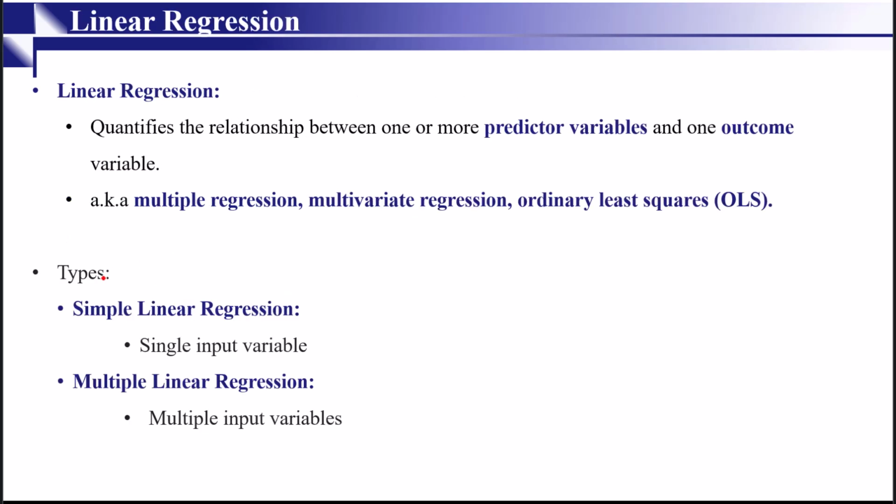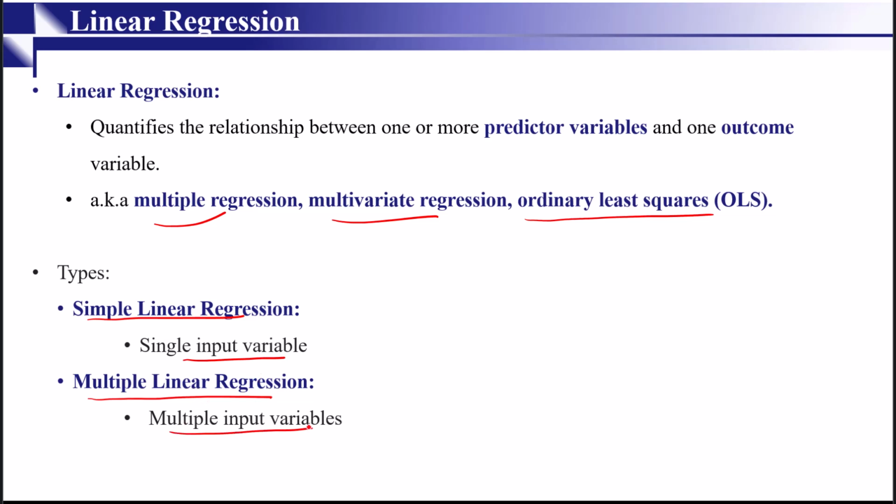Linear regression quantifies the relationship between one or more predictor variables and a single outcome variable. It is often called multiple regression, multivariate regression, and ordinary least squares. There are two main types, simple linear regression and multiple linear regression. In the case of simple linear regression, we use a single input variable to predict the output. However, multiple linear regression incorporates multiple input variables for more complex predictions.